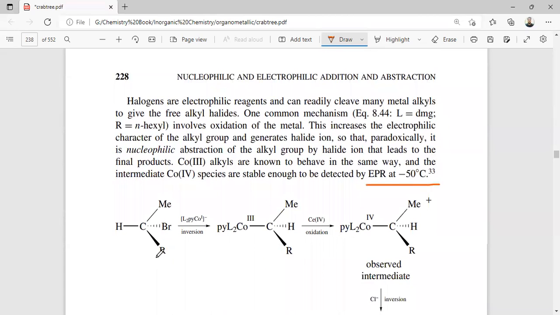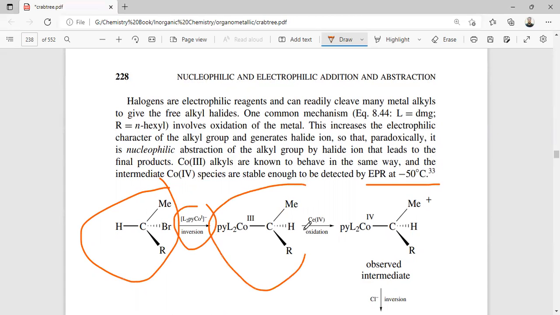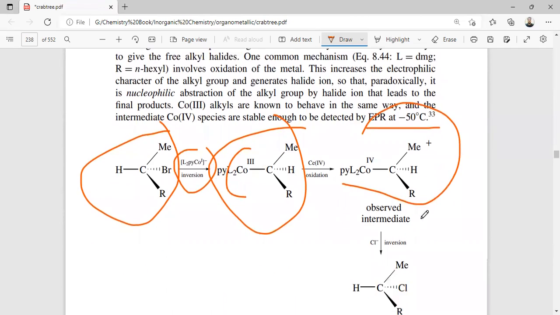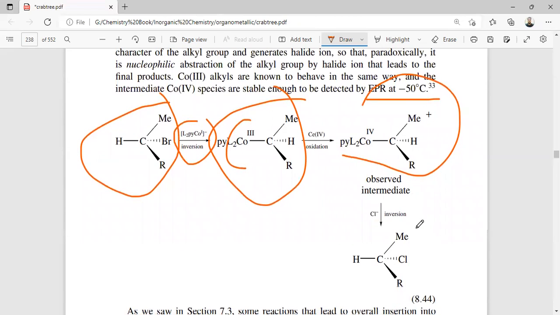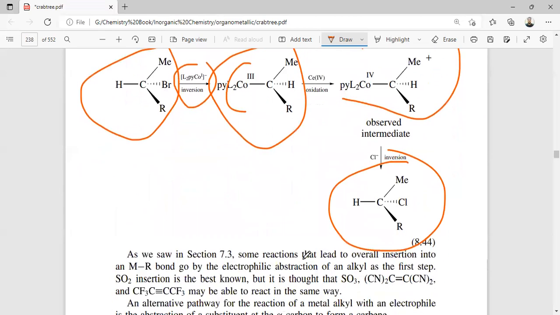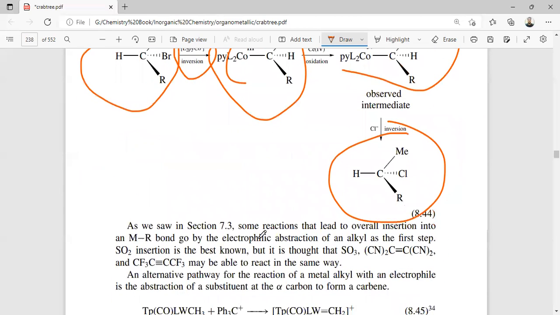So here there is alkyl inversion at the metal center, the carbon center, to form this intermediate. Then upon cerium 4, oxidation of the cobalt forms this cobalt 4. Then Cl minus attacks to form this intermediate. So as shown, the reactions that lead to overall insertion into the M-R bond go by electrophilic abstraction of an alkyl as the first step.